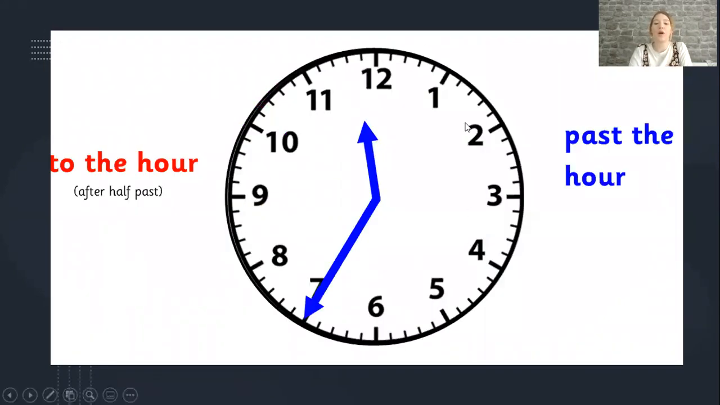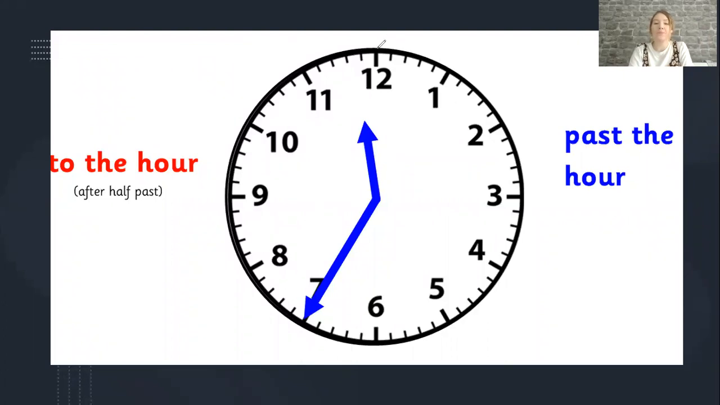So what we're going to do at the moment is go through how to tell the time on an analog clock. I'm going to draw on our clock, so let's move this out of the way. On an analog clock, you count up in 5s until you get to half past, and you count down in 5s until you get to o'clock. We're going to count up in 5s until we get to half past in blue, and down in 5s until we get to o'clock in red. So up is past the hour and down is to the hour.